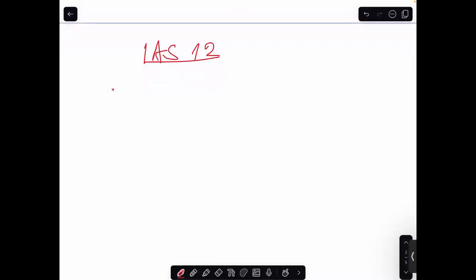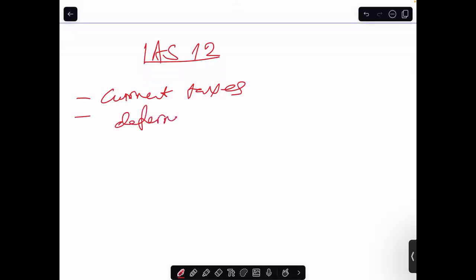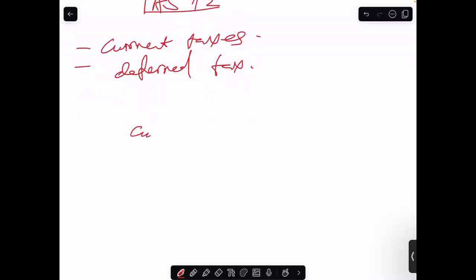I do understand the topic is a bit challenging. IAS 12, what did we say last week? We said the standard is to do with the calculation of current tax, and the calculation of deferred tax, which is future tax. How do we go about calculating our current tax?